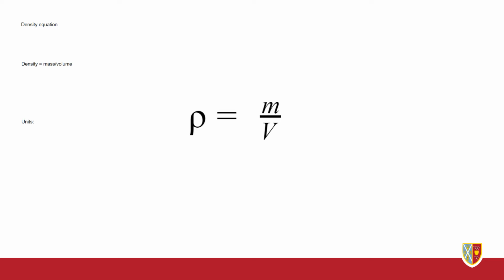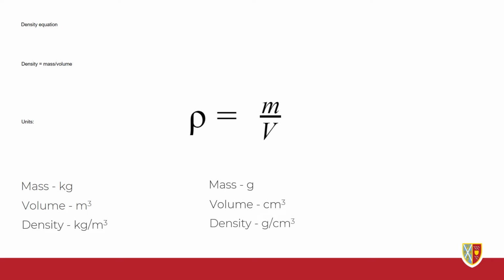And the units for that: the units of mass tend to be measured in kilograms, volume is in cubic meters, and therefore density is in kilograms per cubic meter. However, in the lab situation, sometimes those units can be a little bit big, so often mass is measured in grams, volume is measured in cubic centimeters, therefore the density is in grams per cubic centimeter.